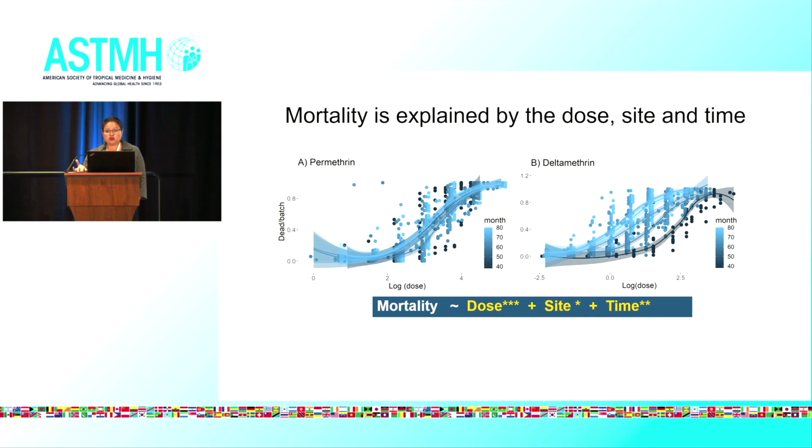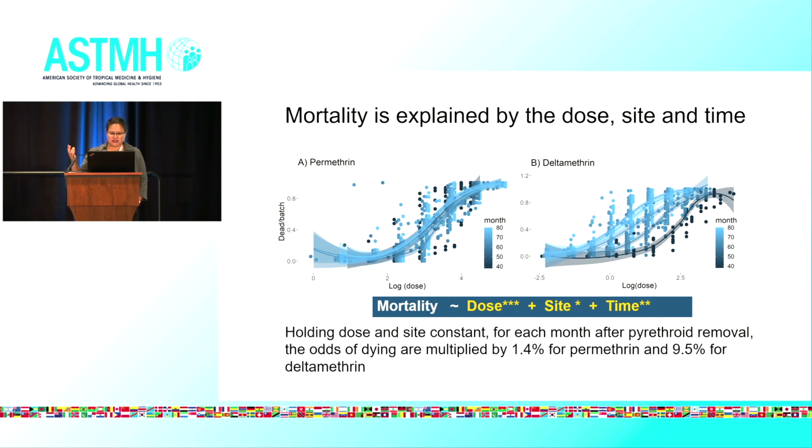For example, the dose had the most effect on the mortality, which is expected, but also, for the collections done in 2016, we have to use larger, higher concentrations of insecticide, while after 6 years of collections, we have to use lower concentrations of insecticide. So holding the dose and the site constant, for each month of pyrethroid removal, the odds of dying were multiplied by 1.4% for permethrin and 9.5% for deltamethrin.